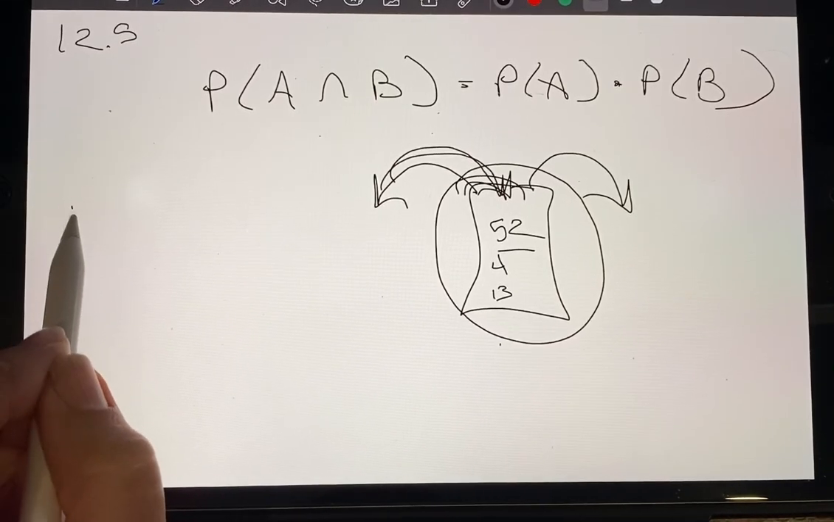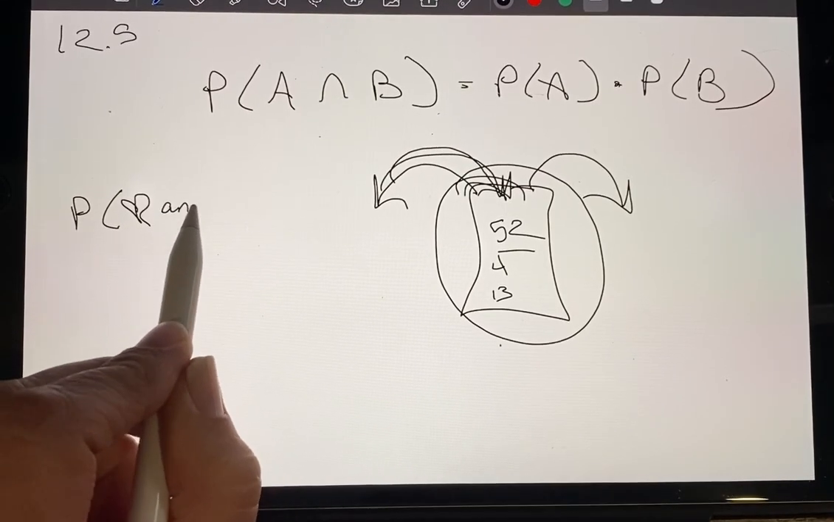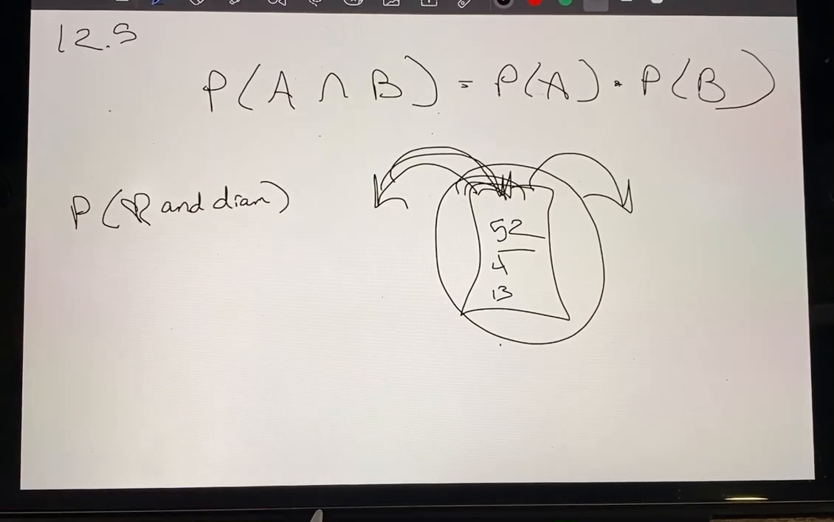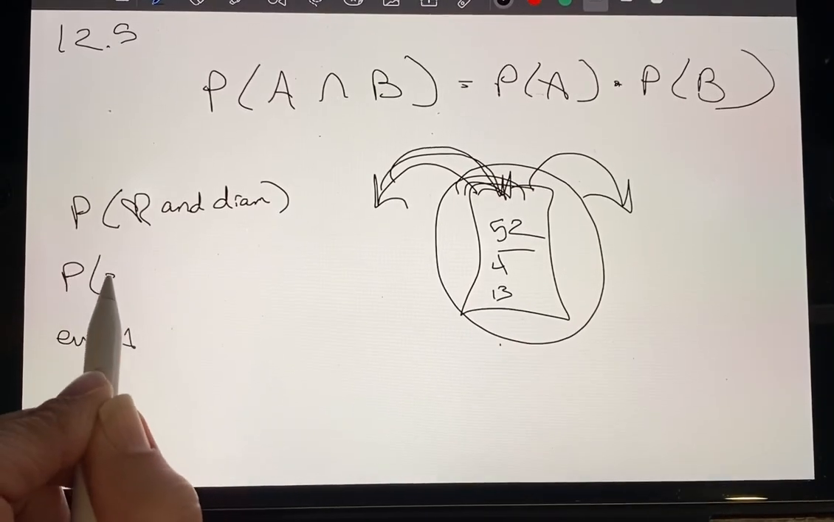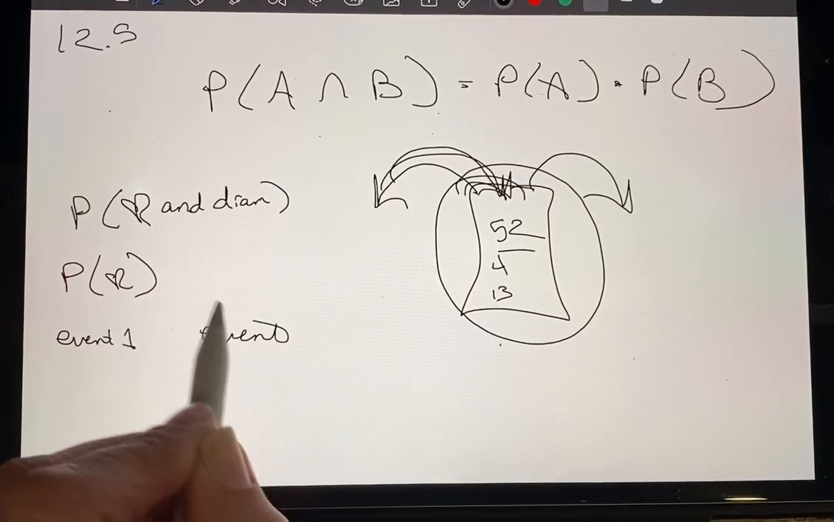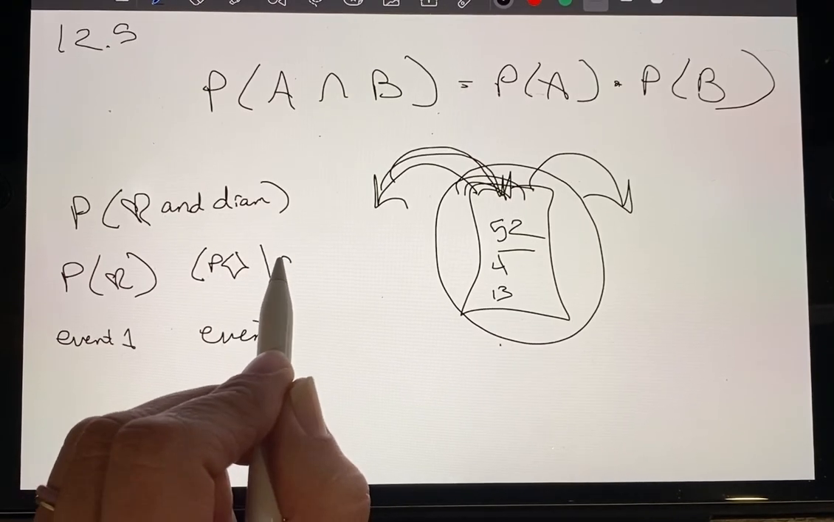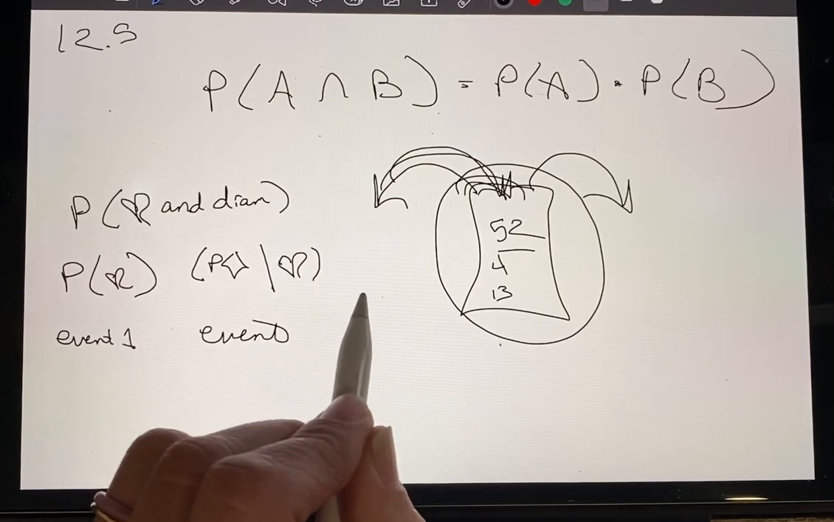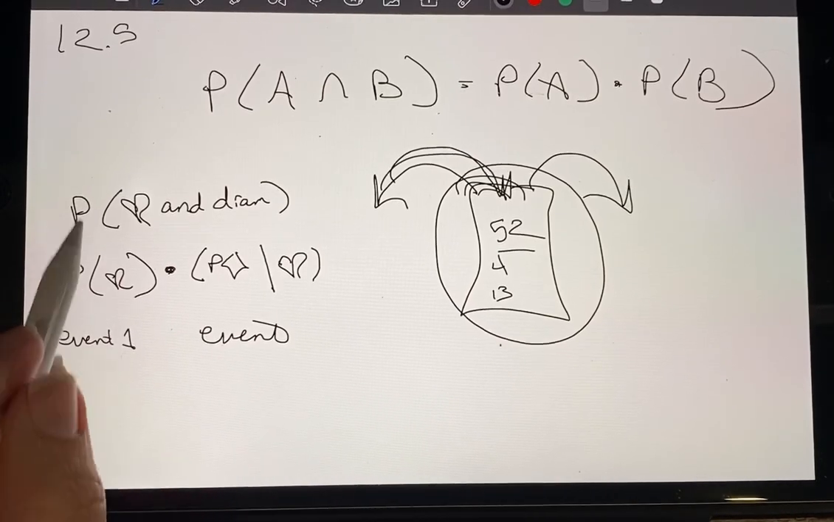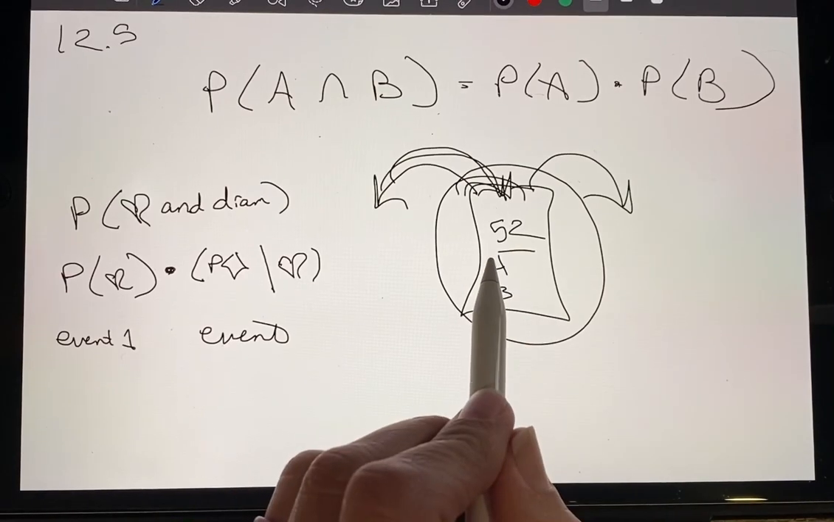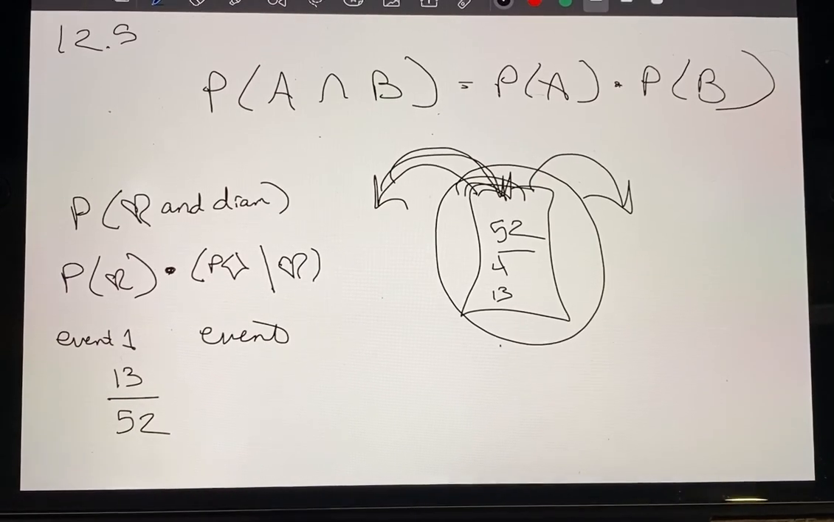So let's address number 18. The probability of drawing a heart and then a diamond. So a heart and a diamond. We rewrite this as my first event, number 1, is the probability of drawing a heart. My second event is the probability of drawing a diamond, given I already drew a heart. And those are multiplied because we are saying and. So the probability of drawing a heart, so I have 52 cards. What are my chances of getting a heart out of there? Well, I've got 13 cards that are hearts out of 52 cards.